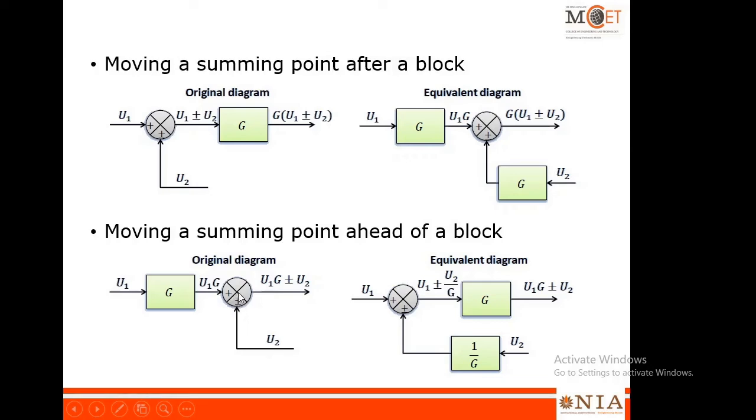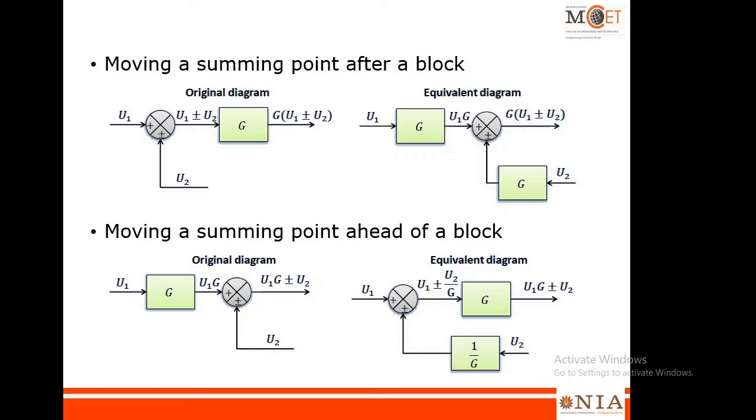Similarly, when you move this summing point towards the left of the block, then obviously that particular wing has to be multiplied by the inverse of the block that you jump. If we move this summing point towards the left of a block, then that particular wing has to be multiplied by the reciprocal of the block that it jumps. So here it has jumped from right to left. So this wing is getting multiplied by 1 by G, that is the reciprocal of the block it has jumped. So in both cases you can see that the output is maintained as u1 G plus u2.